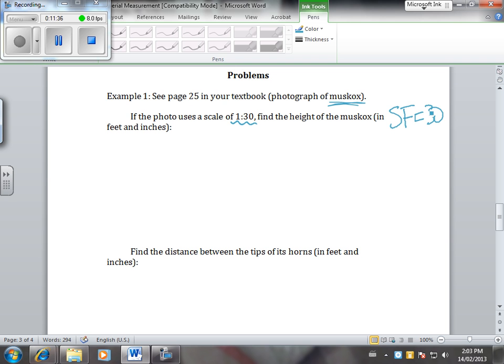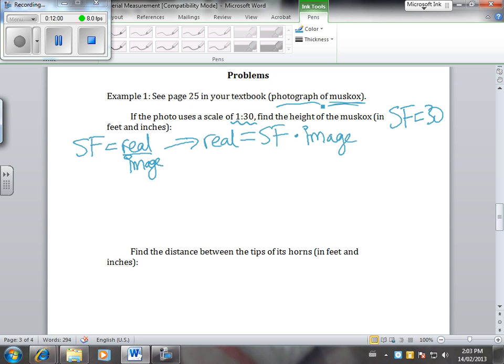Okay, so our scale factor is 30. Okay? And so then remember that scale factor equals real over image. So then real, if we rearrange that, will equal scale factor times image. And in this case, the image is this photo. So if we measure the height of the photo in inches, and I'll have you do this when you come into class, but since you don't have the textbook right now, I will just let you know that the photo is 2 1/4 inches high, or in decimal 2.25 inches. Okay, so it's 2.25 inches.